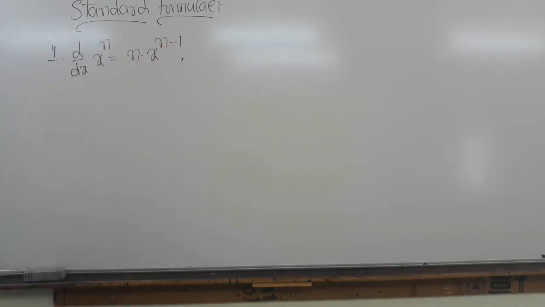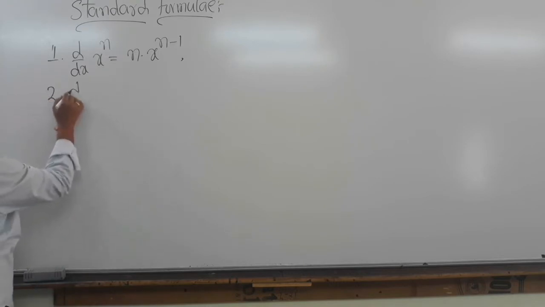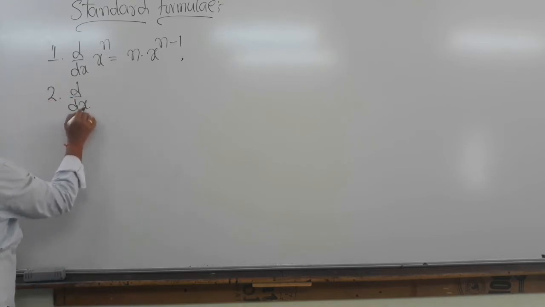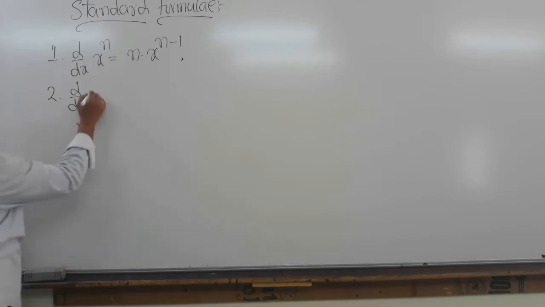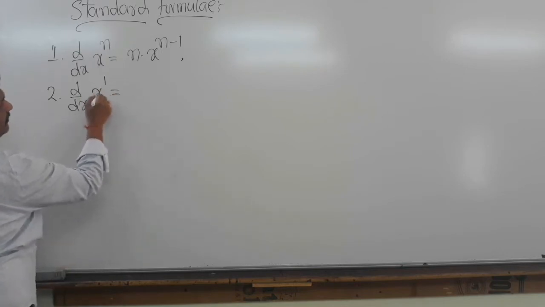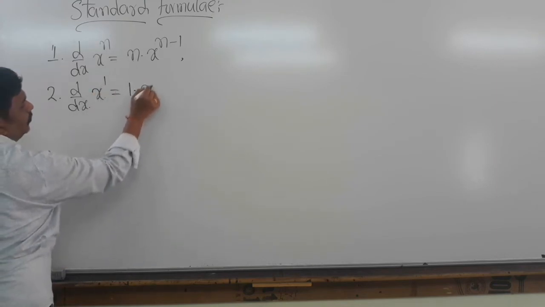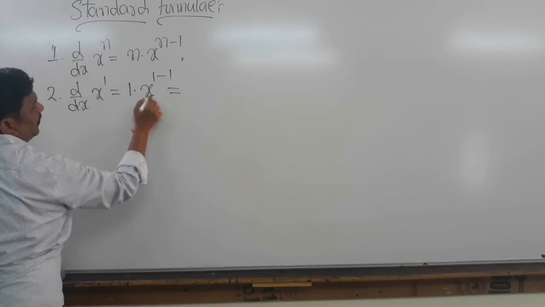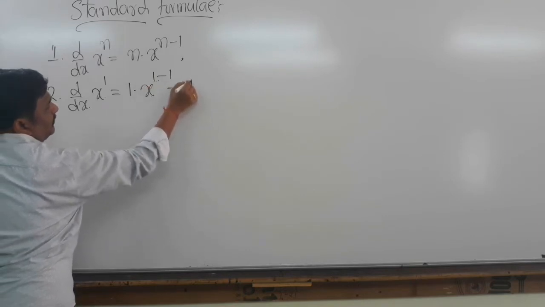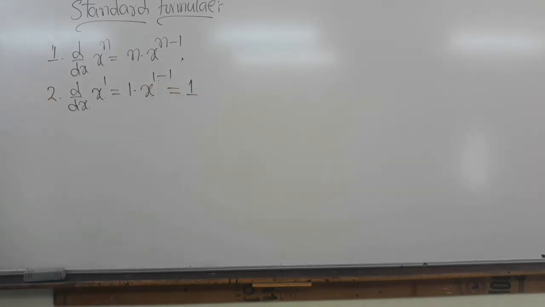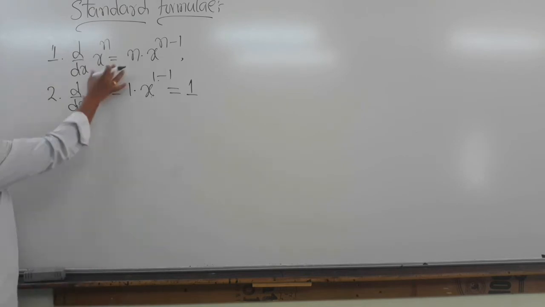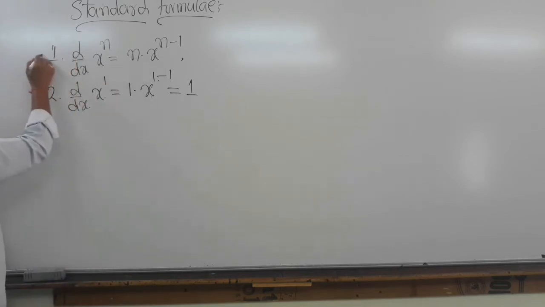The power n can be any one of the real numbers. Now second one: derivative of x power 1. We are taking n is equal to 1, then what does it become? 1 into x power 1 minus 1, when it's x power 0, it becomes 1. Simple. Okay, this is the standard form. The first one is a standard form. Now we are applying n values.